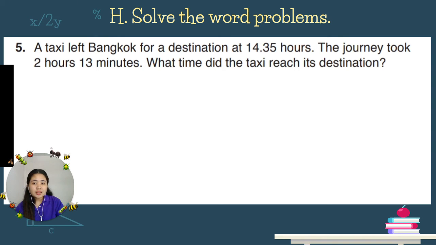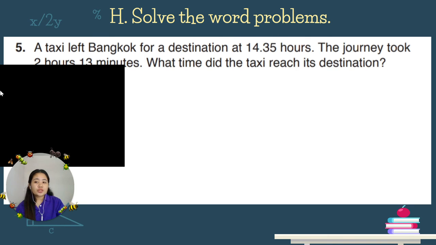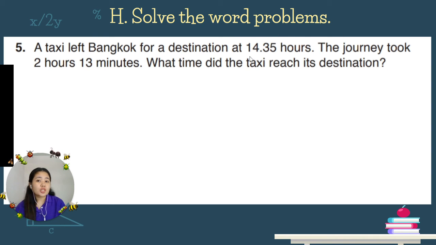Okay, so left. So at 14:35, that means this one is the start time. Next one is 2 hours and 13 minutes, that means this is the duration. So what do we solve? Reach destination, that means we are looking for the end time. If we're looking for the end time, we know that it will be add. So 14:35 plus 2 hours and 13 minutes. So let's do it like this.